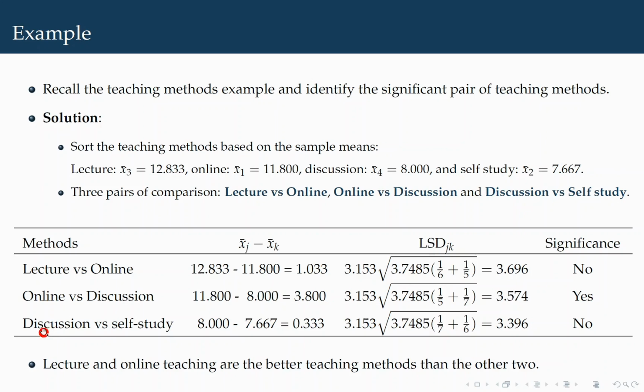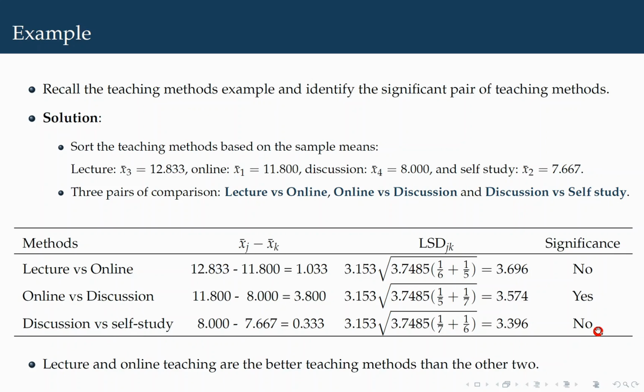For the third, we have discussion and self-study. We have the mean of discussion 8 and self-study 7.67, and the difference is 0.33. Here the LSD value becomes 3.396. So is the difference 0.333 less than this value? 0.333 is less than 3.396. So there is no significant difference between the discussion and self-study teaching methods.